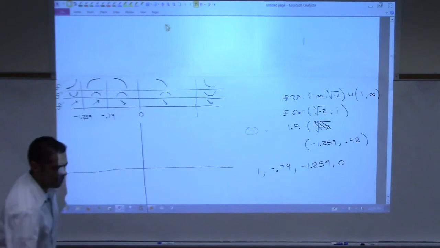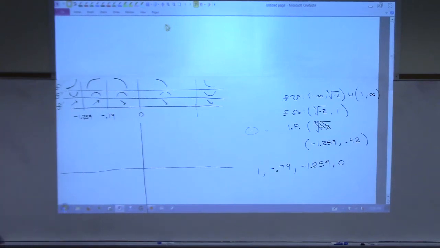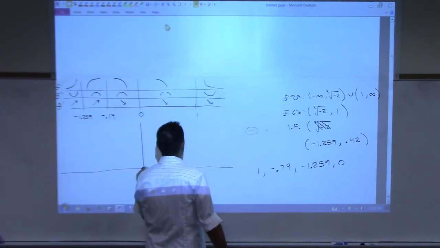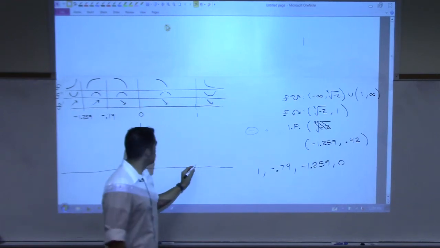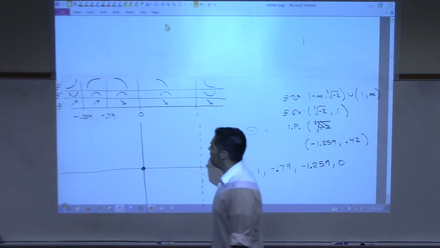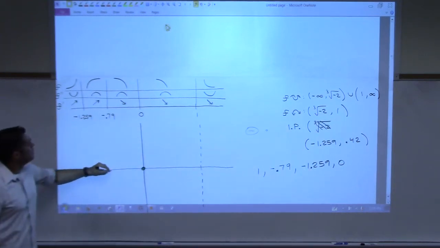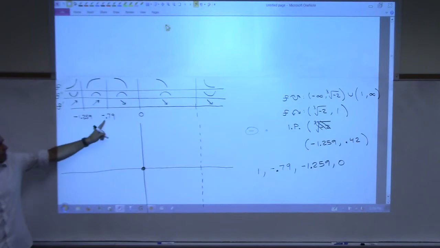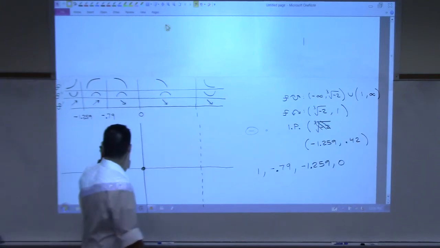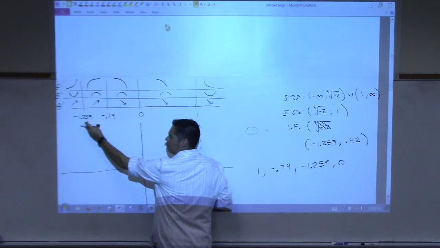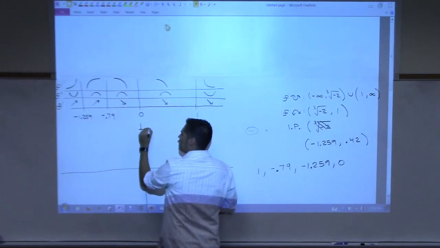Okay, here we go. Finally graphing. We're going to start putting these points in. We know at 0 we have 0, right? We know at 1, what do we have? Vertical asymptote. We know at negative 0.79, right? What was the y value at negative 0.79? This was our local max. 0.53. And then what was this number? 0.42. So let's say right here is 0.5.